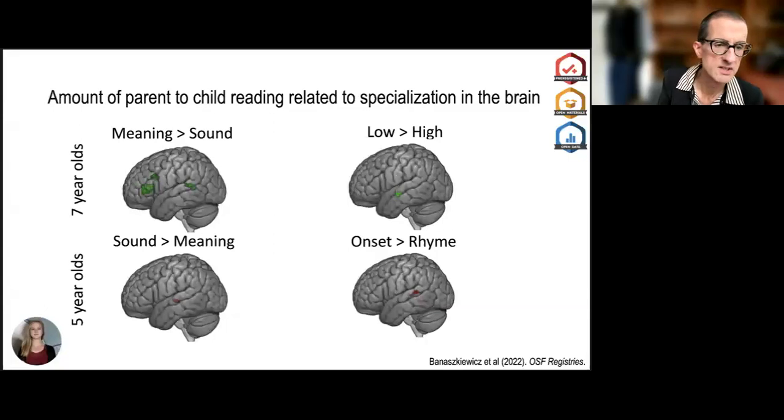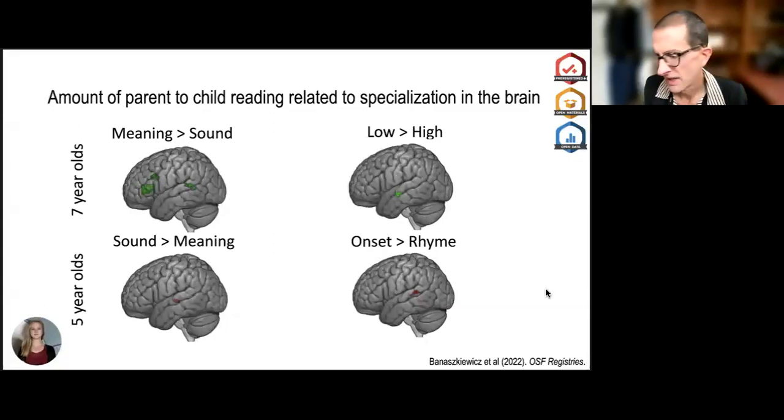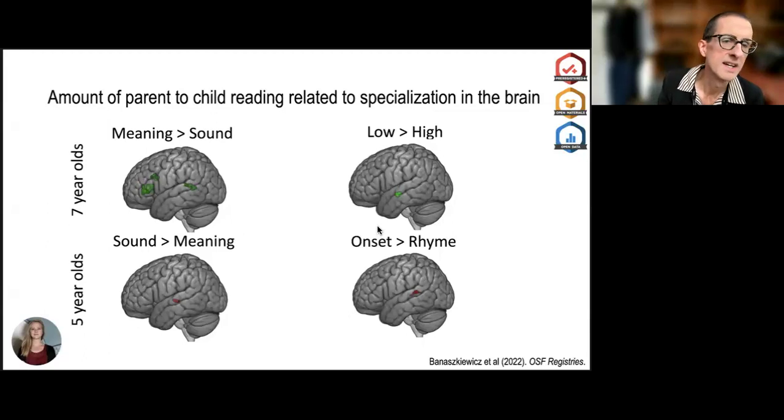I noticed that maybe Alicia Compton is in the audience from my lab. She's also playing a critical role in this project.